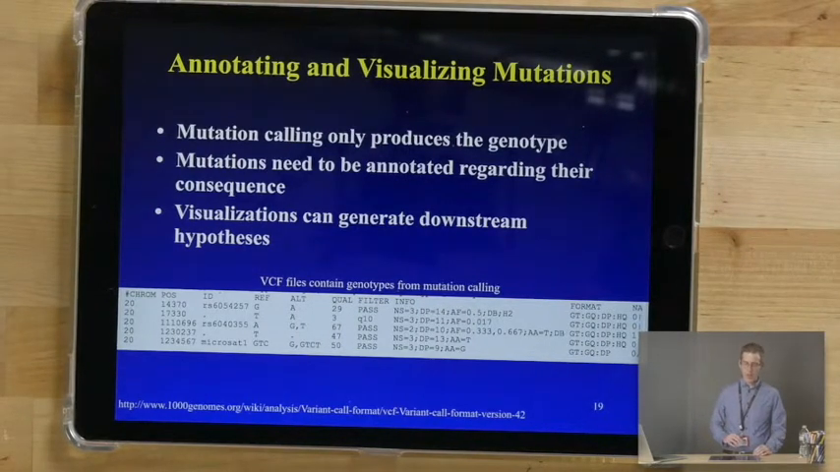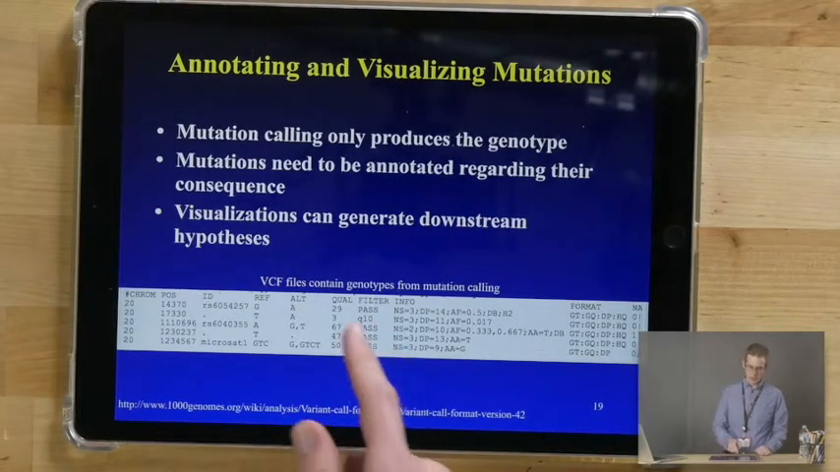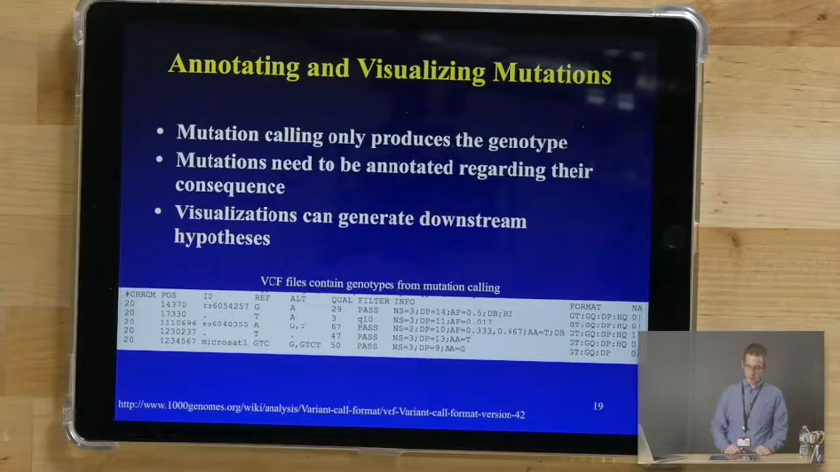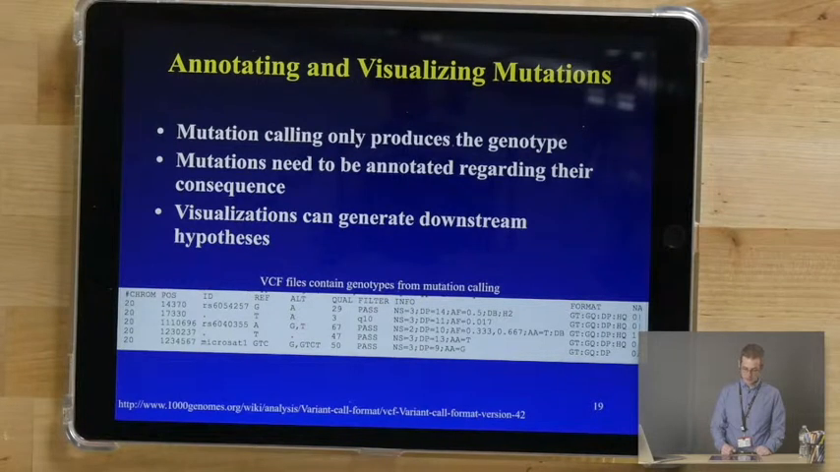As you remember from the last module, mutation calling just generates the genotype of the tumor, or the DNA changes that are mutant bases in the tumor as opposed to a normal sample. Often this is stored in what's called a variant call format, or VCF file, and it just contains information about the chromosome, the position, what the original base was, and what the mutation is, along with various other quality control metrics.